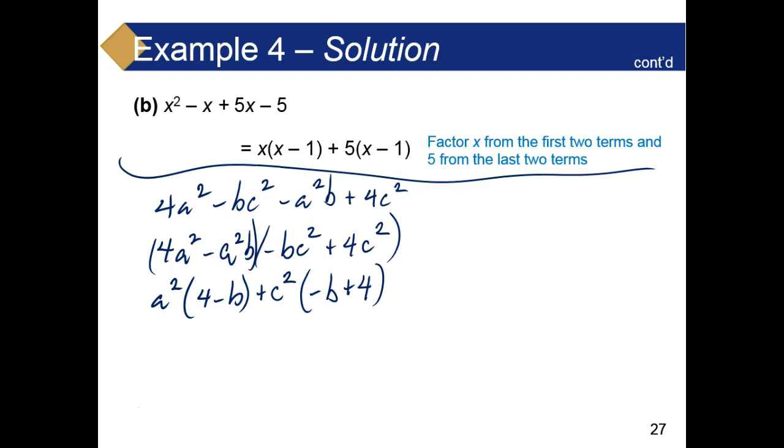Okay, so what do we have? 4 minus b is a common factor, and what's left? A squared plus c squared. And as tempting as it might be, don't even try to factor this. You can't. Later we'll see why, okay? But you cannot factor that. All right, good deal. Little bit of a twist in there. Sometimes you do have to rearrange terms.